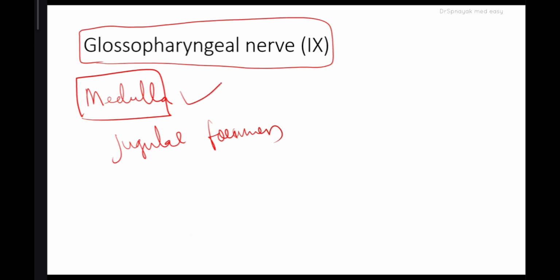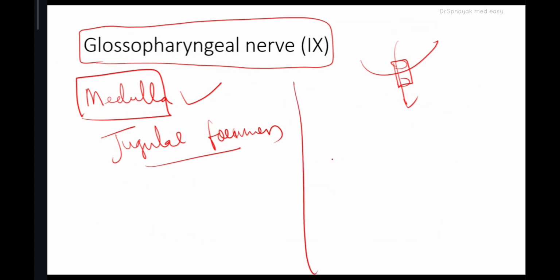It originates from the medulla of the brain and comes out of the cranium through a foramen. As I told you, cranial nerves come out through small holes. This one comes out through the foramen called the jugular foramen, and it is innervating different tissues. You have to remember this important point. It is innervating the pharynx, which helps in swallowing of food, and it is innervating the parotid gland.